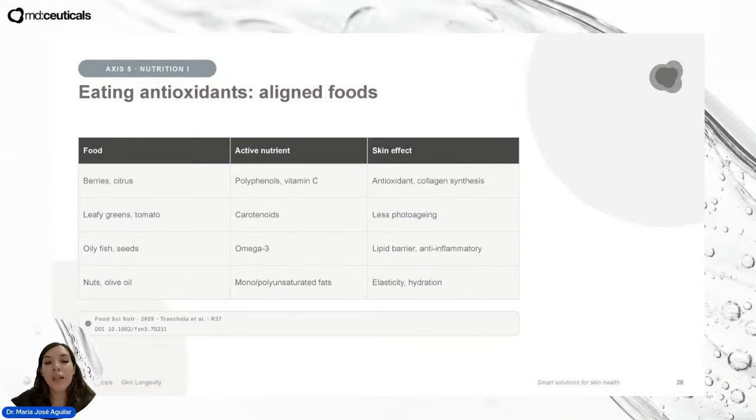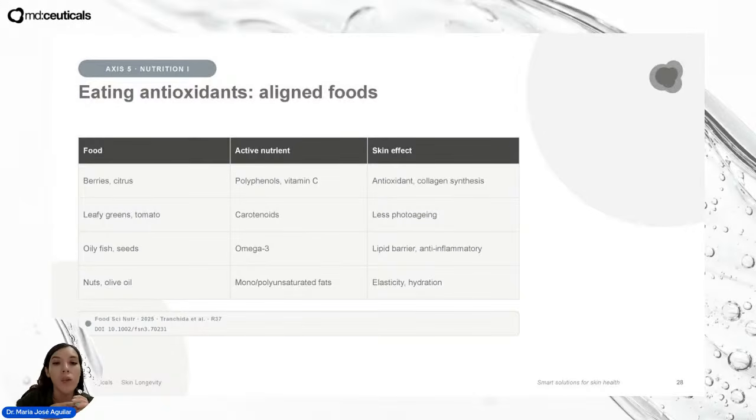But how can we do it in nutrition? We have specific elements or foods that are going to help us align this with longevity. Which are going to be these foods? Foods rich in polyphenols, carotenoids, omega-3, and mono and polyunsaturated fats.